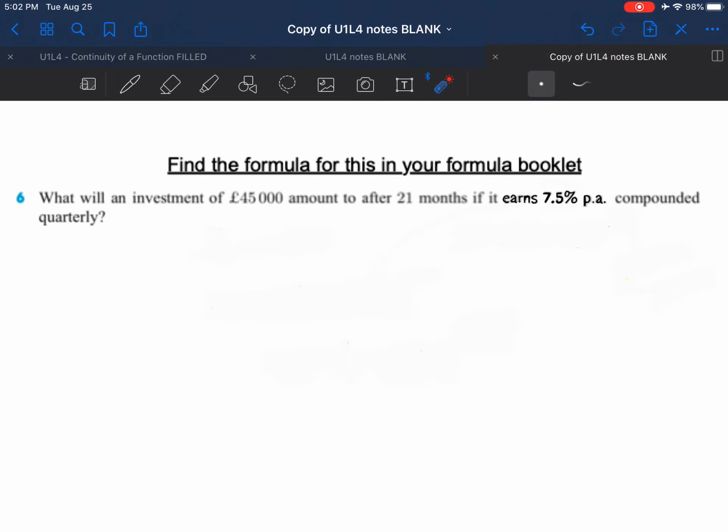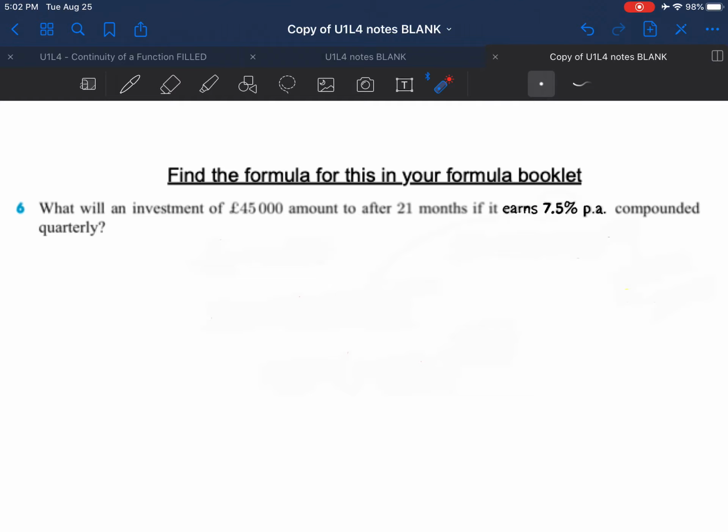All right. So just as a review, let's go back and look at this formula again that involves future value and present value. So the question is, what will an investment of 45,000 (sorry, I don't know the unit of this symbol) amount to after 21 months if the money earns 7.5% PA? This means per annum. Okay, so it's earning 7.5% annually, and it's compounded quarterly.